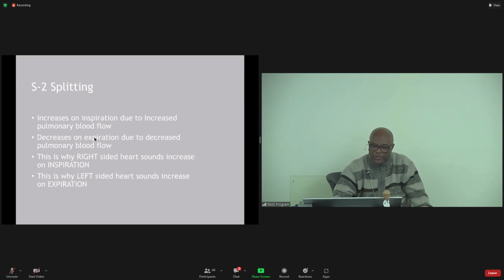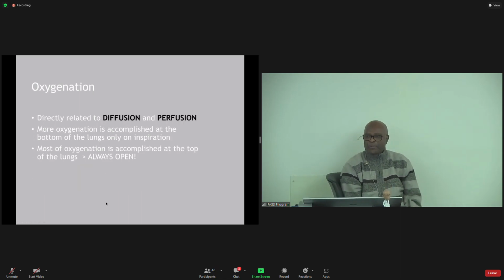All right, S2 splitting, again, we said it's going to widen when you inhale, narrow when you exhale. That's because you have extra blood flow when you inhale. And now we can isolate everything on the right by inhalation, everything on the left by exhalation. Here's the part that's confusing people.